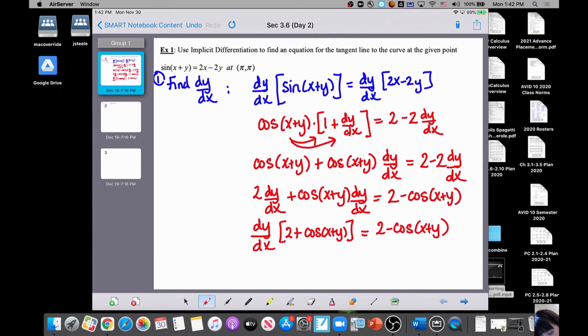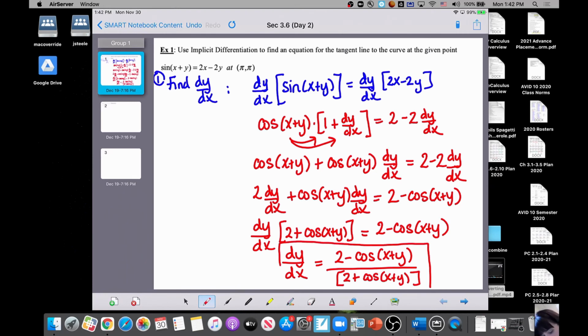And then, of course, my last step is going to be to divide both sides by the 2 plus cosine(x plus y). So my numerator will be 2 minus cosine(x plus y) divided by, and my denominator will be 2 plus cosine(x plus y). So here is an expression for my first derivative, or dy/dx.